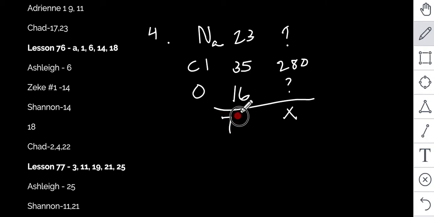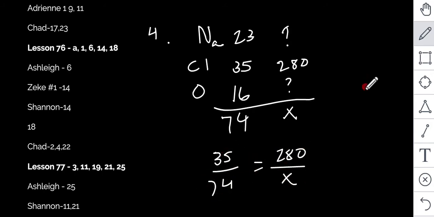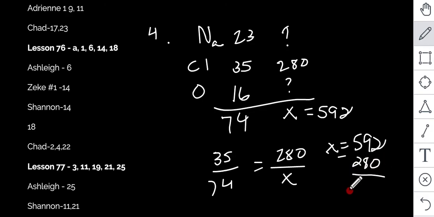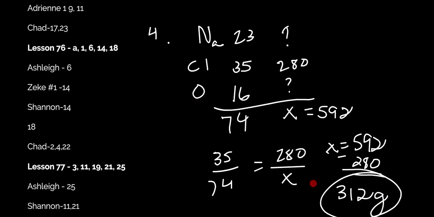So this is going to be 74. We're just going to do a little proportion. We're going to do 35 over 74 equals 280 over x. You're going to cross multiply and you get x equals 592. So right down here, this is 592. If you subtract 280 from it, you're going to get 312, and that's how much the sodium and the oxygen are going to weigh. And that is that.